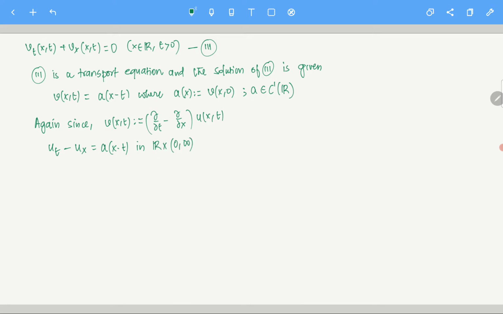Clear? Again, what sort of equation is this? Again, this is a transport equation. Let's call it (4). Now the difference between (4) and (3) is this: of course the sign difference is there, but (3) is a homogeneous equation, and this equation is not homogeneous anymore. It's an inhomogeneous or non-homogeneous equation.